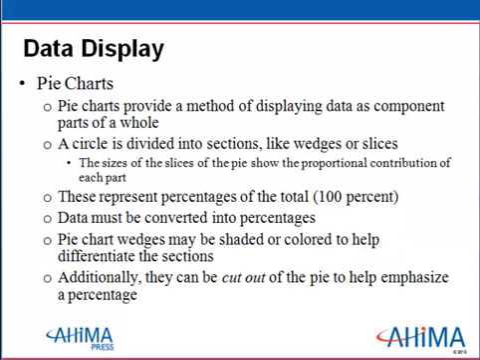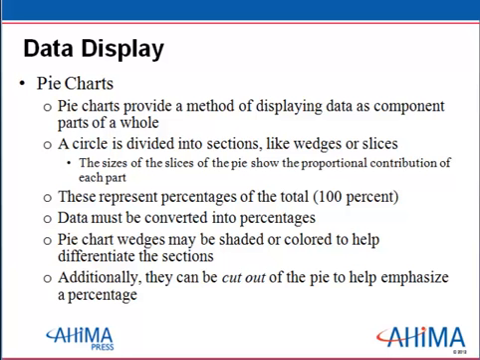Pie charts or pie graphs are a method of displaying data as component parts of a whole. It is an easily understood chart in which sizes of slices of pie show the proportion contribution of each part. Use a pie chart when you want to show a category's percent of a total. A circle is divided into sections or slices. These represent percentages of the total, which is 100%.